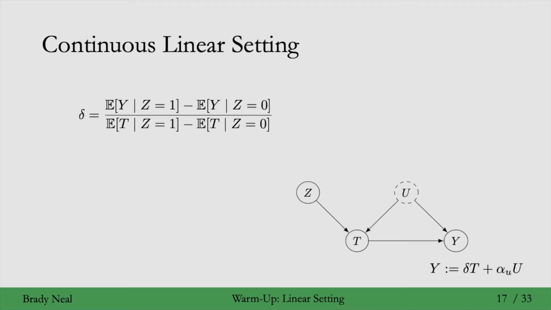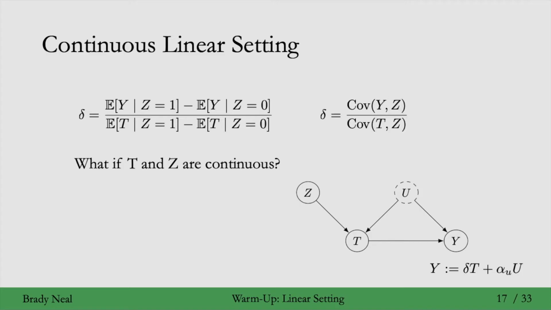So we just saw how to identify the causal effect of t on y using the instrument z in the binary setting where z and t are binary. But what if t and z are continuous? Can we still identify the causal effect of t on y in that setting? Yeah, if the structural equation for y is still linear, then we can identify the causal effect. It ends up just being the covariance of y and z divided by the covariance of t and z.